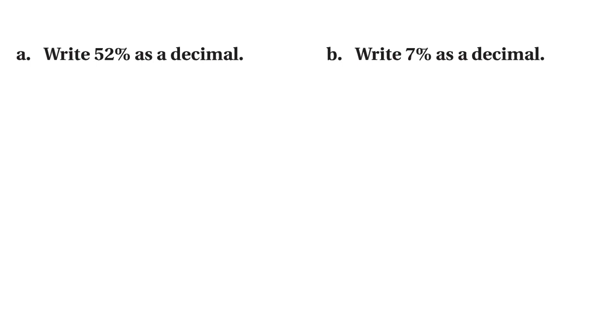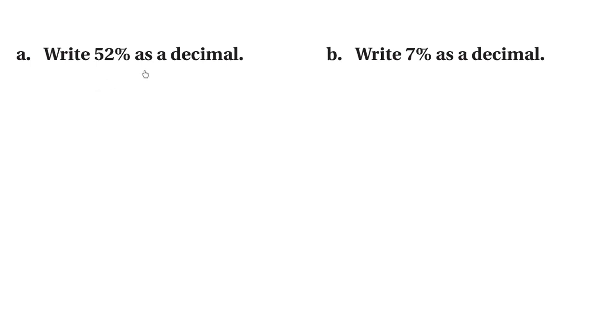So a percent is really just part of a whole. For this first example, it says write 52%, and that's the percent sign, 52% as a decimal. You might see something like 52%. Maybe you're loading a level in a video game, and that little loading screen with the bars going up says 52%. That basically means you're a little more than halfway loaded.